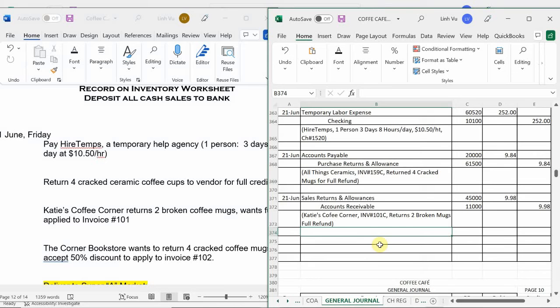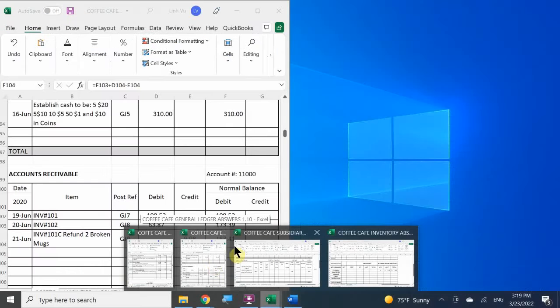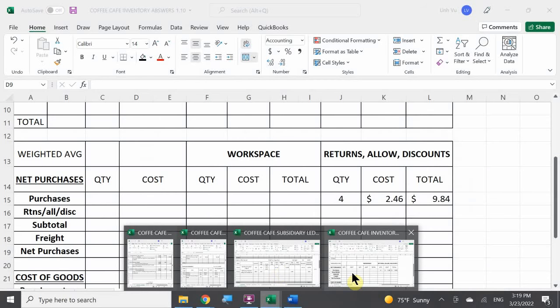So we talked about the journal, right? We got the returns and allowances. We got through the ledger. We got through the subsidiary ledger. And we talked about the inventory worksheet.